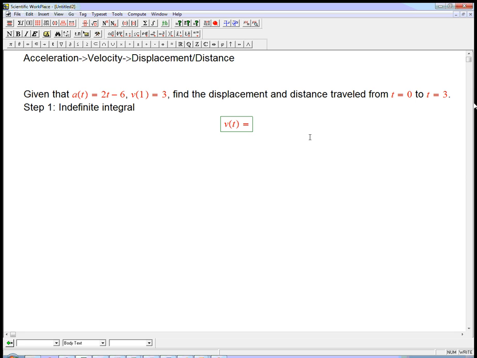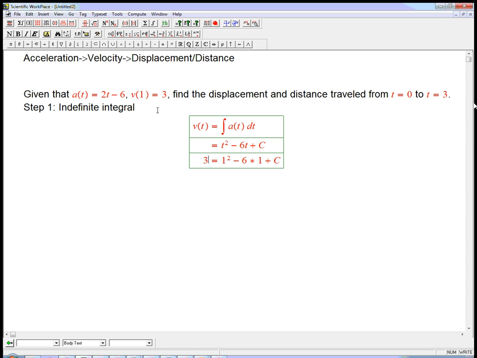Okay, so this is going to be the integral of a of t dt, but just the indefinite integral. And so that's going to be t squared minus 6t plus c. Remember, the plus c is really crucial because that is determined by this information. You don't want to forget that. So how do we do that? Well, this says when you plug in t equals 1, 1 squared minus 6 times 1 plus c, then the output should be 3.